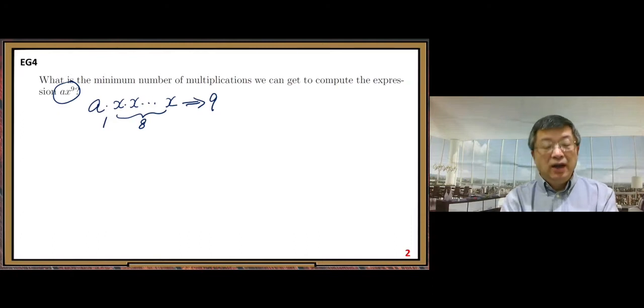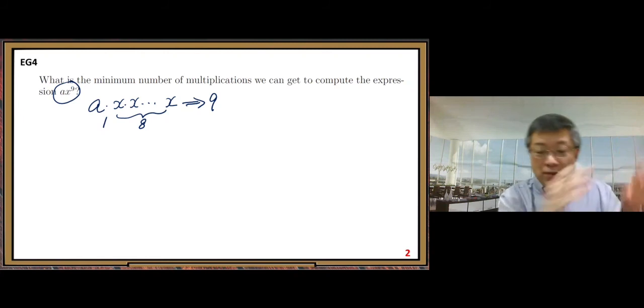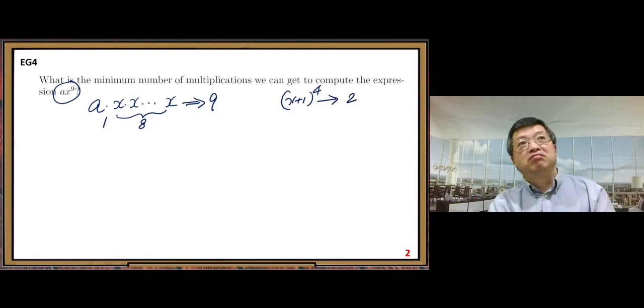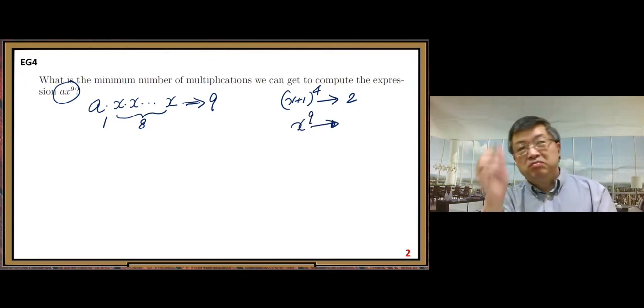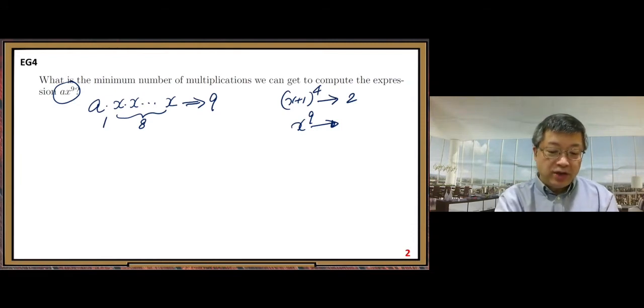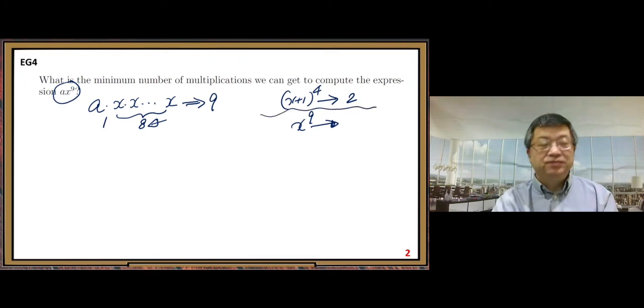Okay, yeah. Can we use the method we used in the previous example? Previous example, x plus 1 to the 4th. We just used 2 multiplications. Now, x to the 9th. Can we use much fewer number of multiplications than 8? Yeah, the previous one here, we use 8. Now we want to do as few as possible. Can we use this method here?